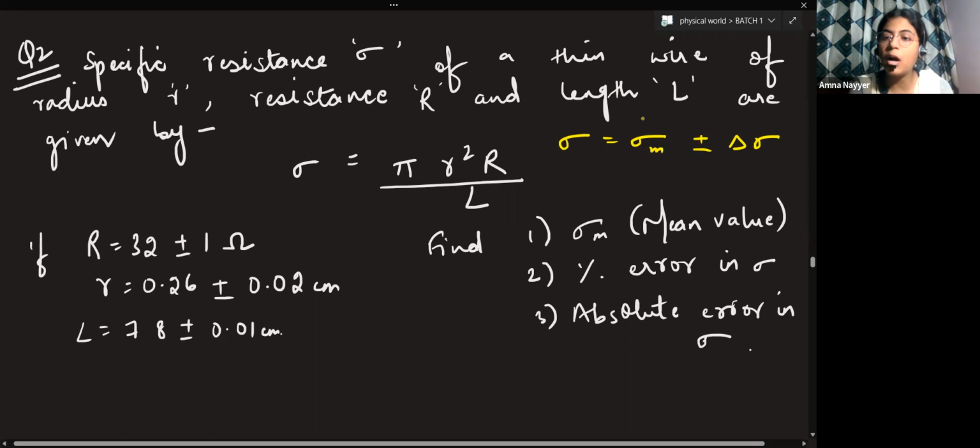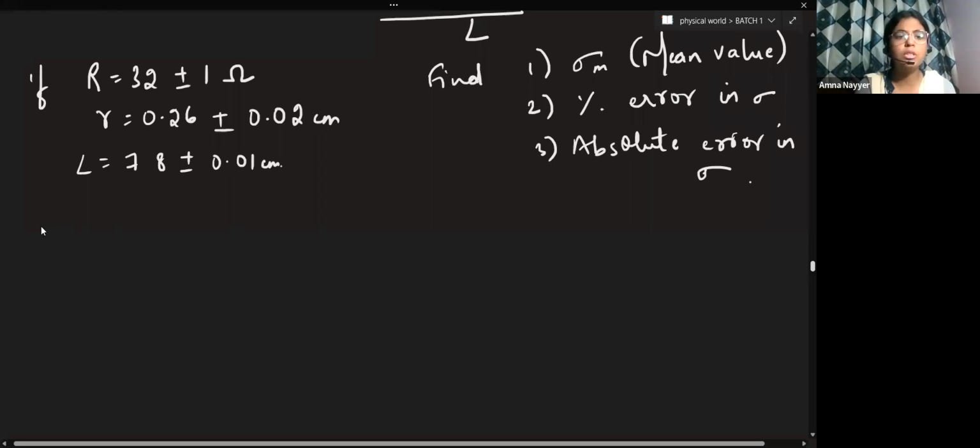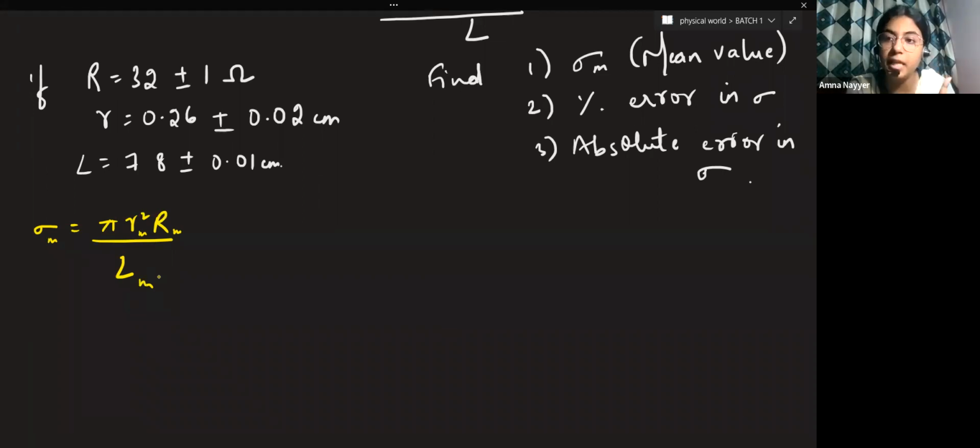So how do we calculate the mean absolute error? Mean absolute error is calculated by putting in all the mean absolute values with whatever power and just solving it. So the formula is given as pi small r square capital R divided by L. Now you have to write sigma m equals pi small r m square capital R m divided by L m in this manner. This is how you will have to write it for the calculation of mean error.